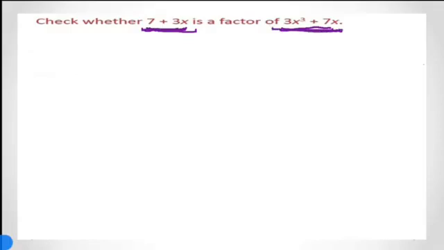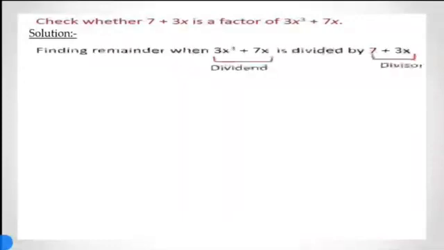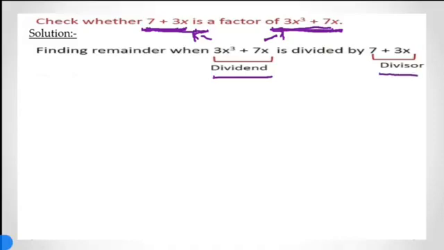And observe one more thing. This is the cubic polynomial and this is the linear polynomial. So the cubic polynomial becomes our dividend and the linear polynomial becomes our divisor. So just keep this information in your mind. Now let's see the solution here. Now we are going to find the remainder when the dividend is divided by the divisor. Here the dividend is 3x cube plus 7x and the divisor is 7 plus 3x. Right children?